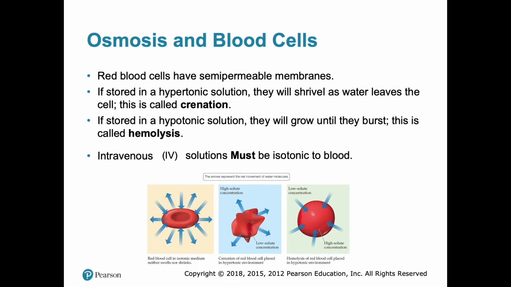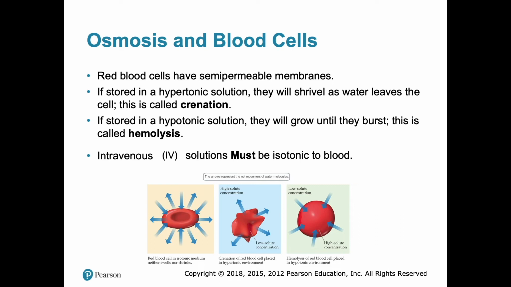So here we have the cell, the outside being hypertonic to the inside, which is hypotonic. And then the water is trying to make it so that the concentration inside the cell is the same as the concentration outside the cell. And so it pumps water out, and it eventually will get there, making this concentration higher and that concentration lower, but in the process, you shrivel up your red blood cell, and it just dies. So that's a process called crenation.